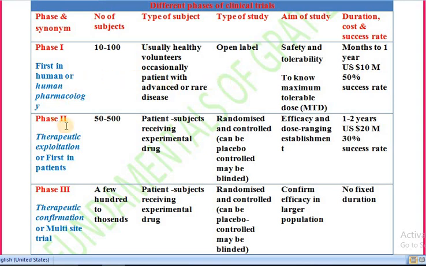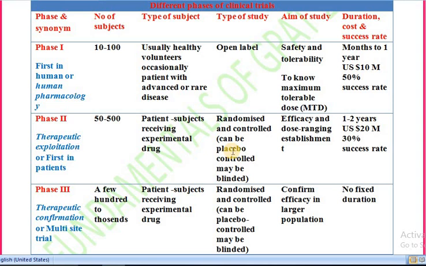Next one is phase second. Phase second of clinical trials is also known as therapeutic exploitation phase, or it is a first in subjects or first in patient. So number of subjects involved are 50 to 500 subjects. Then which type of subjects are there? Patient or subject receiving the experimental drug.